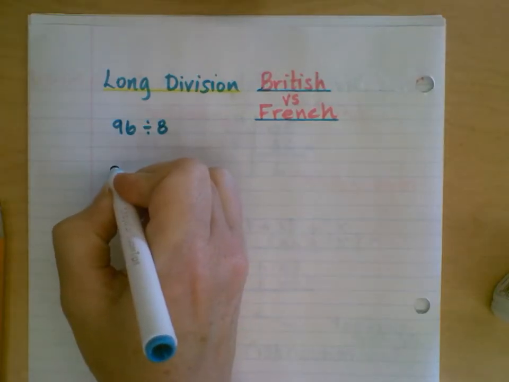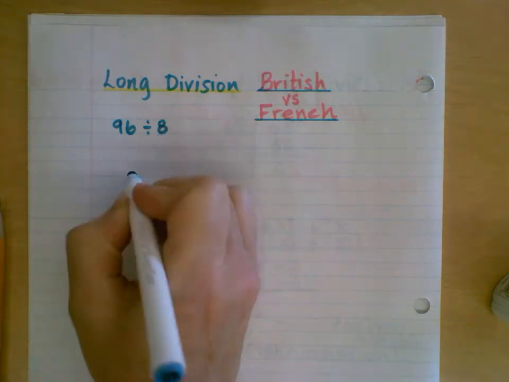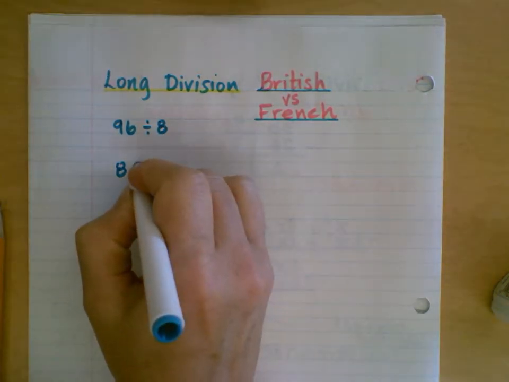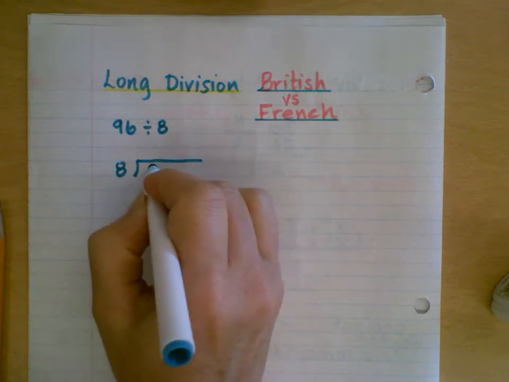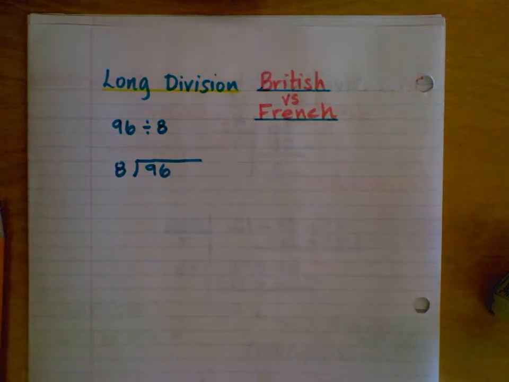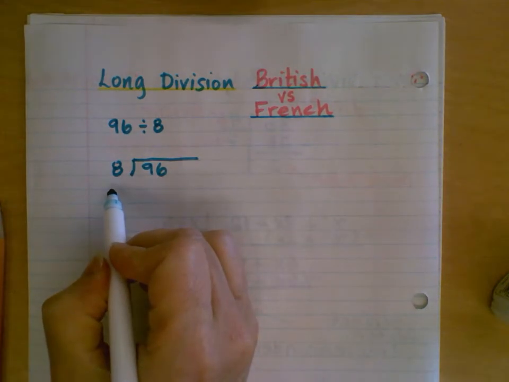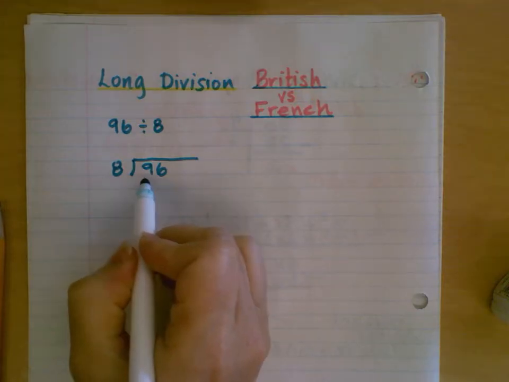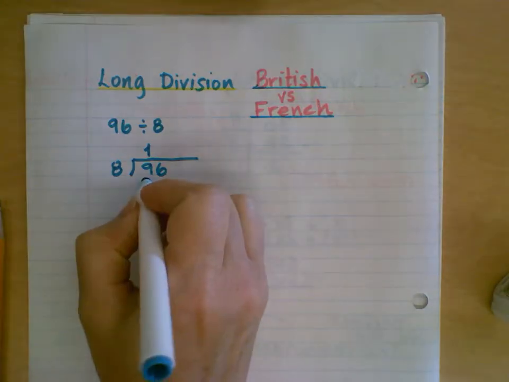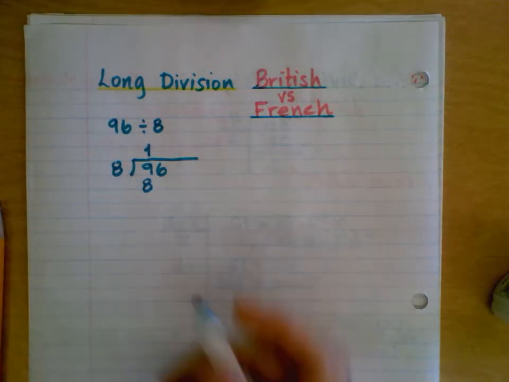In the British system, I'm going to take the divisor 8 and write it out front. And I'm going to be dividing that into 96, which is my dividend. And the first thing I want to look at is how many times does 8 go into 9? It goes in once. I'll write that 8 underneath here, 1 times 8.